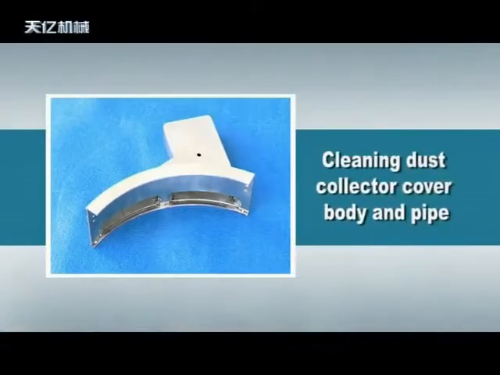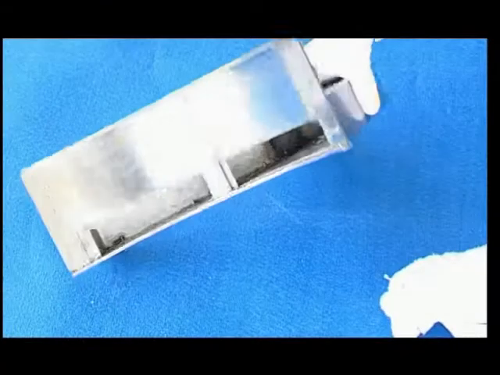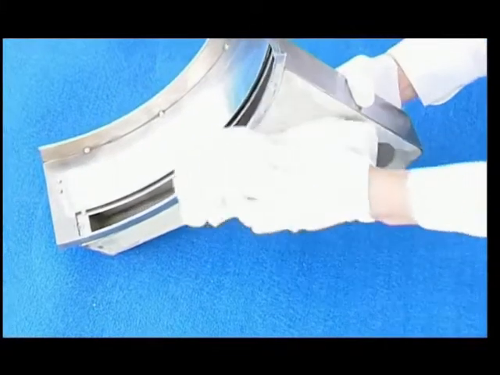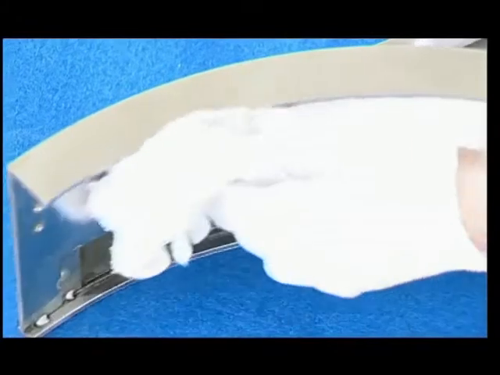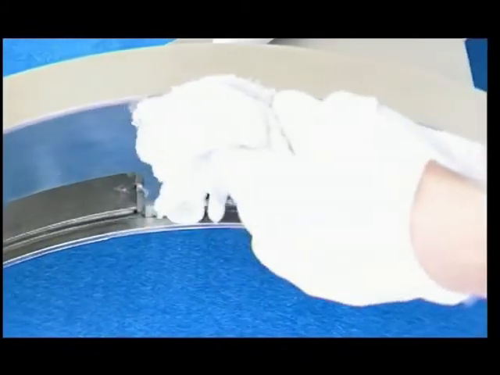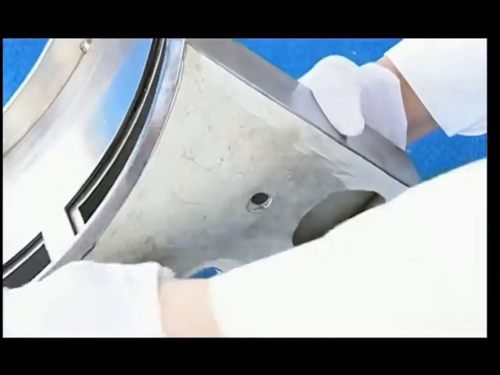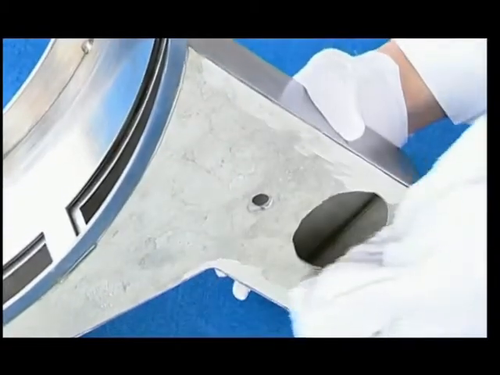Cleaning the dust collector cover body and pipe. First, unload the dust collector cover body and pipe. Clean the lumen and cover with a scouring pad. Finally, use the medicinal alcohol and then wash the dust collector pipe with water until it is dry.